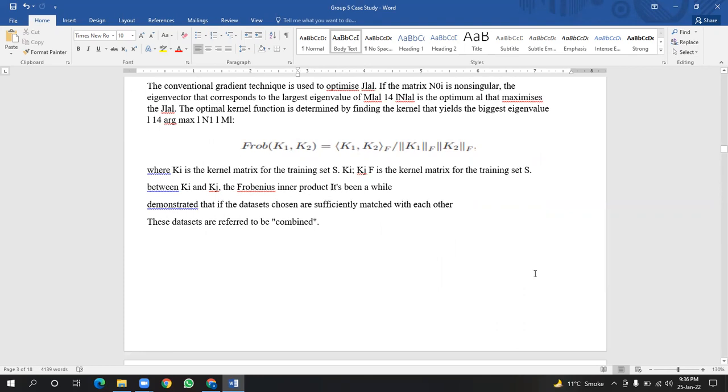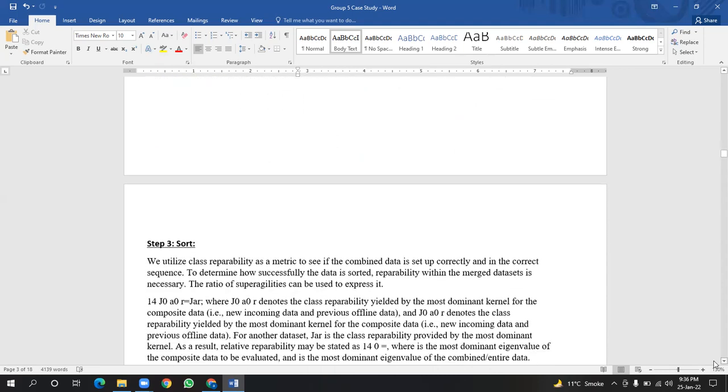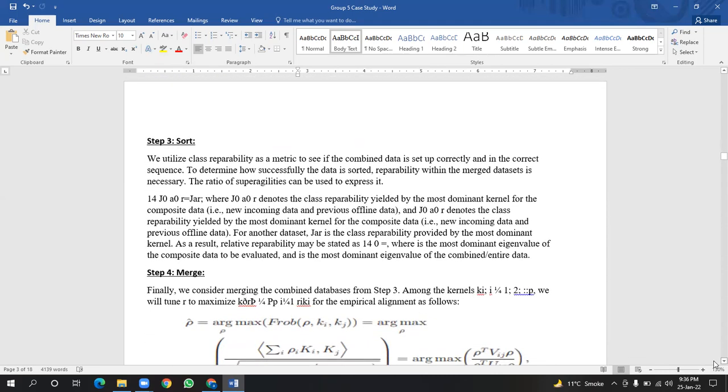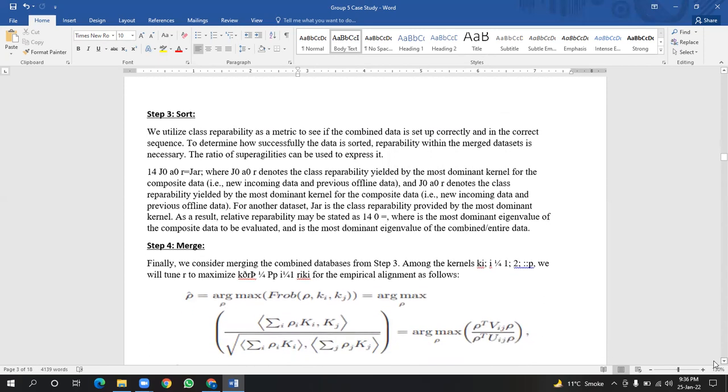It has been demonstrated that if the datasets chosen are sufficiently meshed with each other, these datasets are referred to as combined. So in the third step, sorting the databases, we utilize class separability as a metric to see if the combined data is set up correctly and in the correct sequence, that is, to determine how successfully the data is sorted separately within the merged dataset.